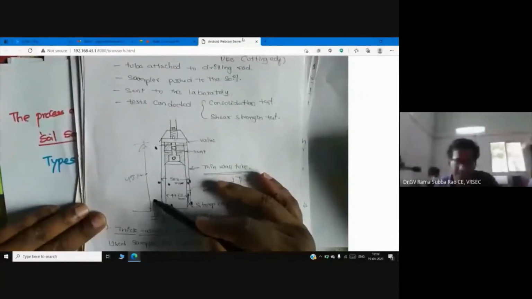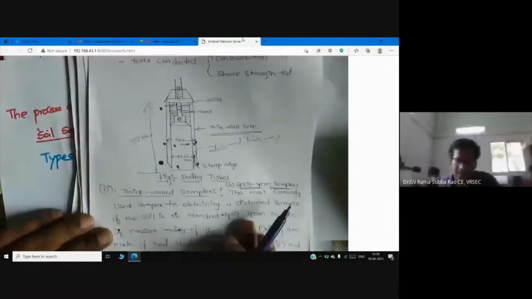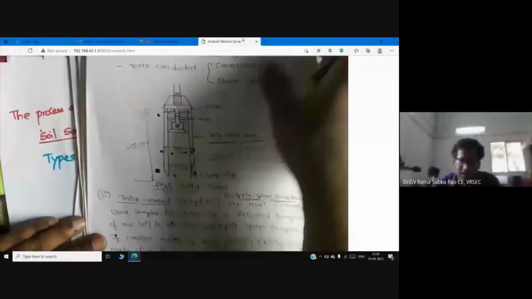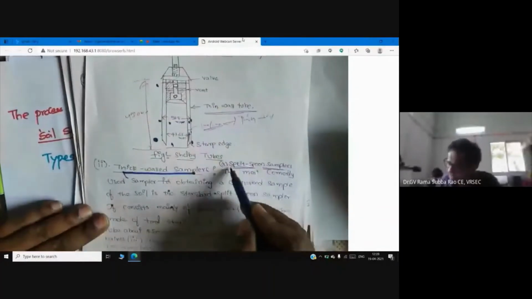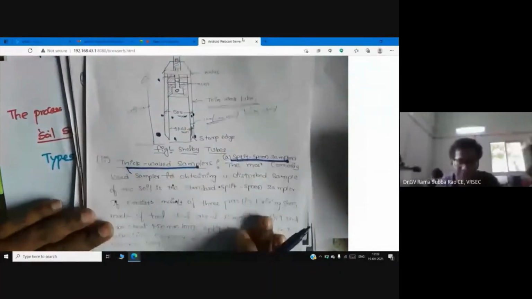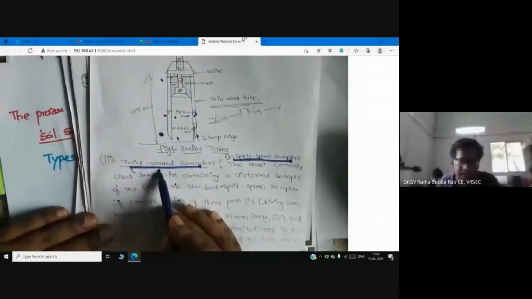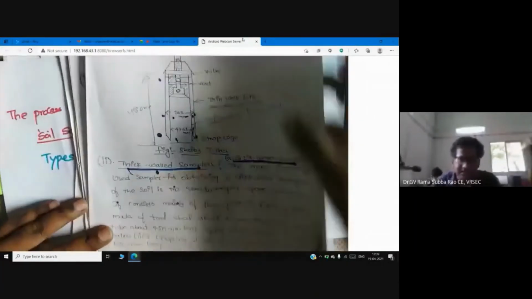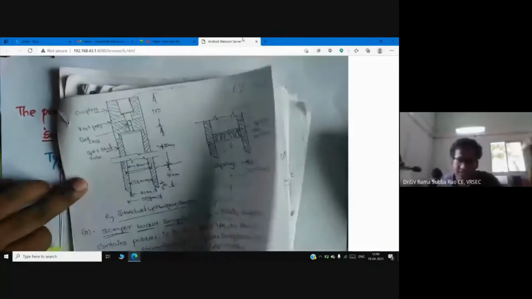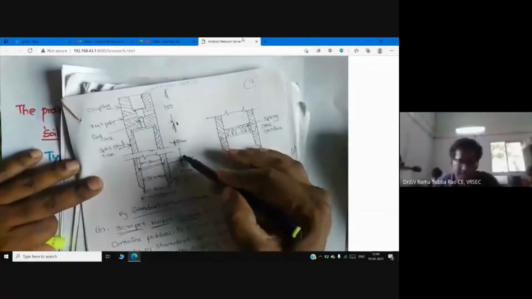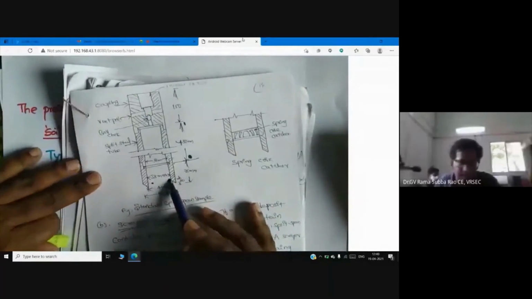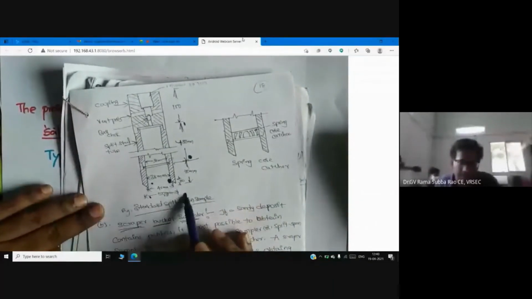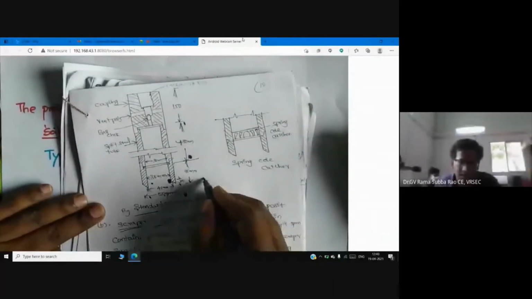So now let me tell you about the thick-walled sampler. As I spoke about, the thick-walled sampler is the split-spoon sampler. The split-spoon sampler comes under the category of thick-walled sampler. Let me show you. This is 450 mm. I will tell you once again: 38 inner diameter, outer diameter 50. Now, what is the thickness?